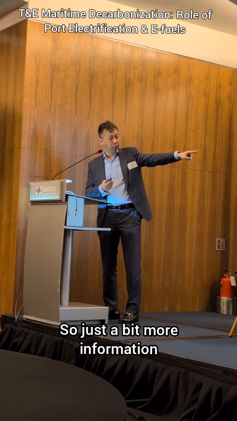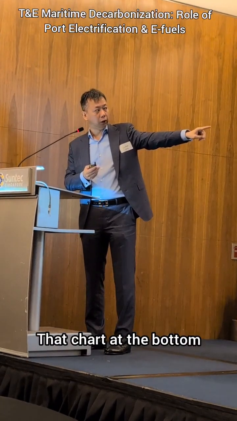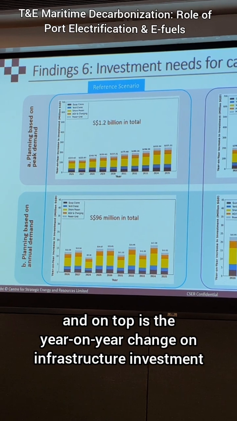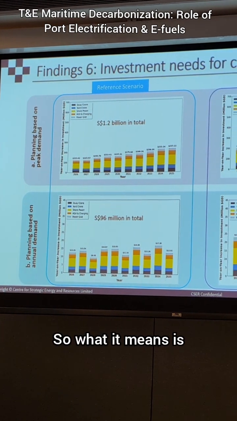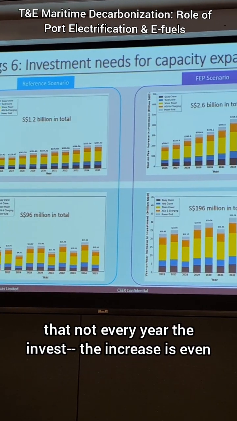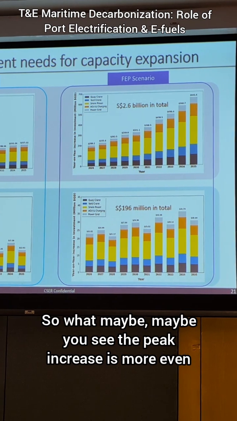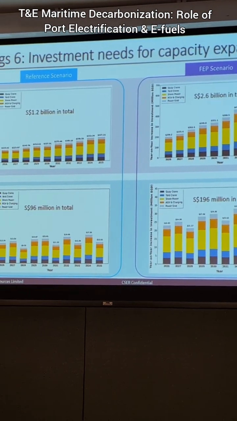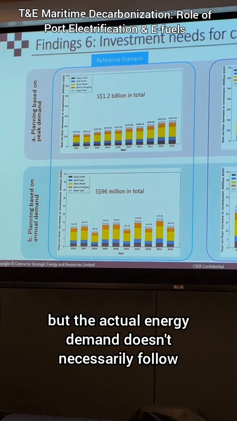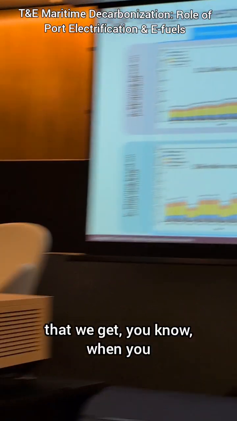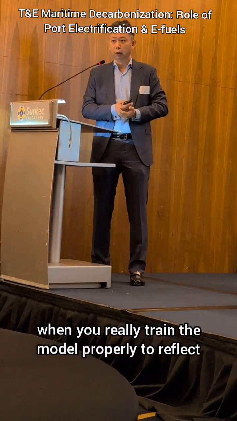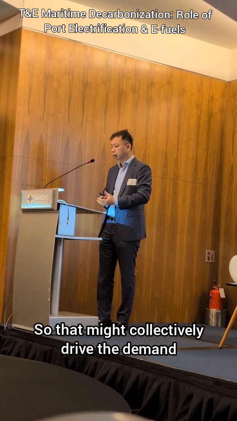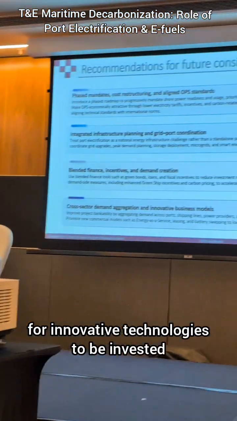So just a bit more information. The chart at the bottom and on top is the year-on-year change in infrastructure investment. So what it means is that not every year the increase is even. So maybe you'll see the peak increase is more uneven because that really follows the peak patterns and the total TUs, but the actual energy demand doesn't necessarily follow. So this is also the reality that we get when you really train the model properly to reflect the reality. So that might collectively drive the demand for innovative technologies to be invested in the country.